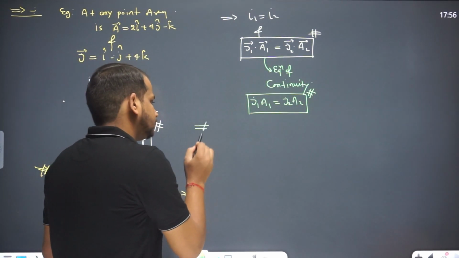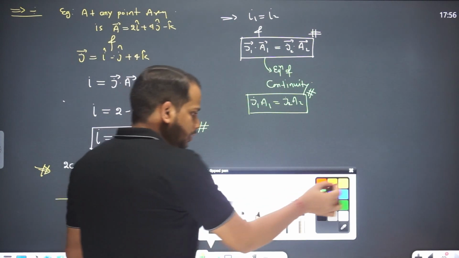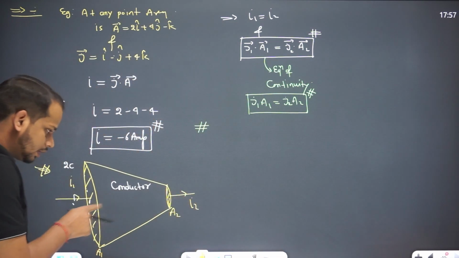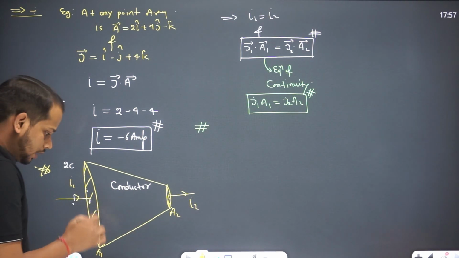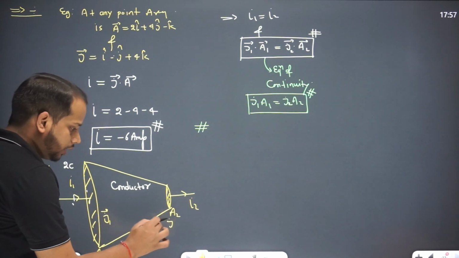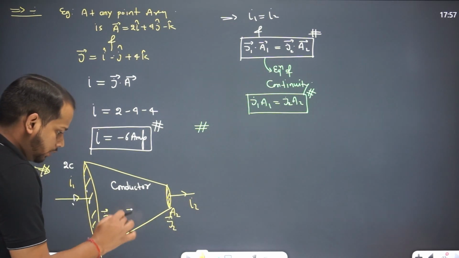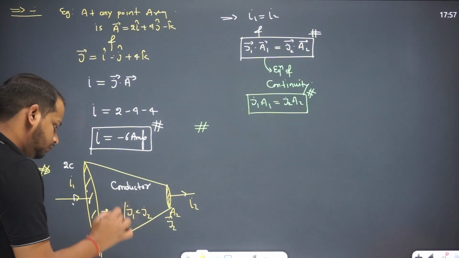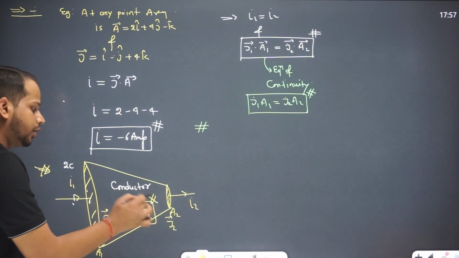Now let's see some illustration based on this. At this moment, one thing is that J is I by A. So if at this moment we have a J1 and at this moment we have a J2, we can say J1 is less than J2, right?